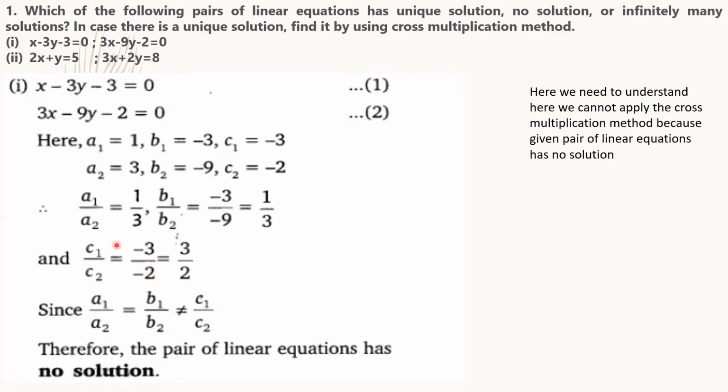On checking, the ratio of a1 by a2 is equal to the ratio of b1 by b2, both ratios are equal to each other, but both are not equal to the ratio of c1 by c2. When this condition exists, the given pair of linear equations has no solution, and when there is no solution, the system is inconsistent. So in that case, we cannot apply the method of cross multiplication.